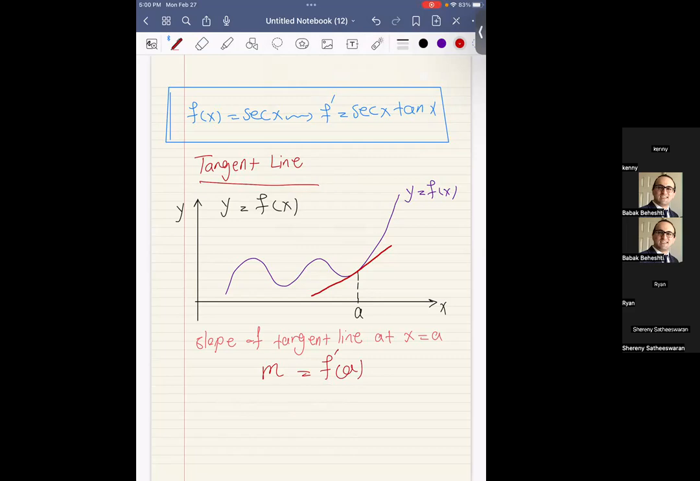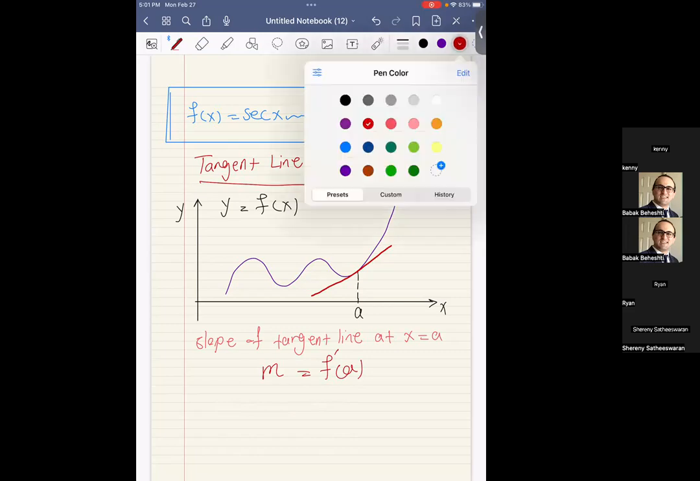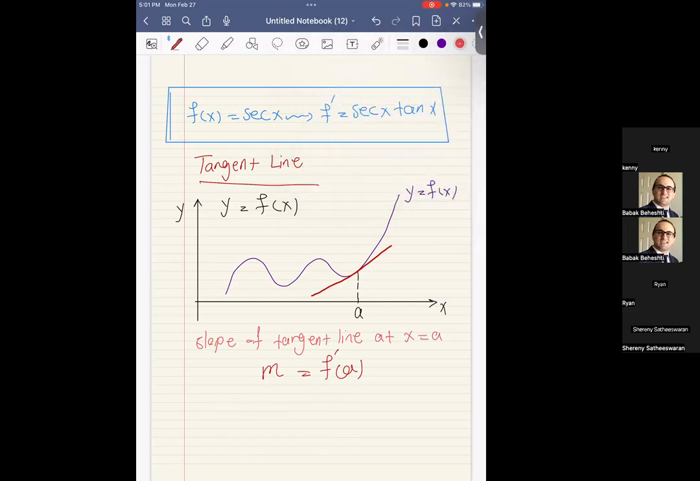Now, once you have the slope, then you can write down the equation of the line, right? So next step, what is the equation of the tangent line? So this is the slope. Now the equation of the tangent line. What is the equation? The equation is y minus y0 is equal to m times x minus x0.